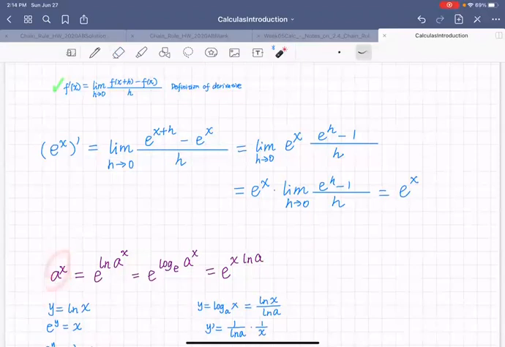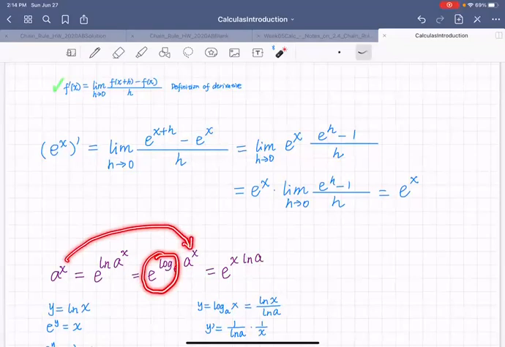Look at this. A to the power x is e to the power of ln a, to the power x. If you don't remember what ln is, ln is the natural log, which is log base e. So if you have this and this equal, these two will cancel. A to the power x equals a to the power x.